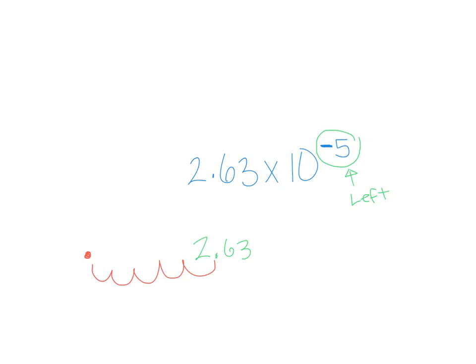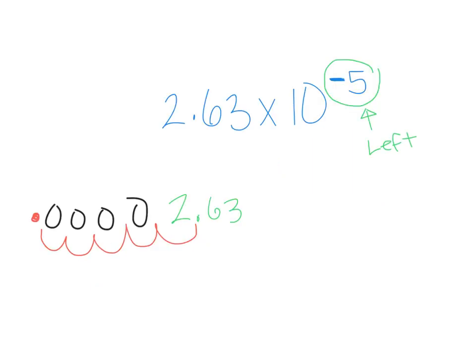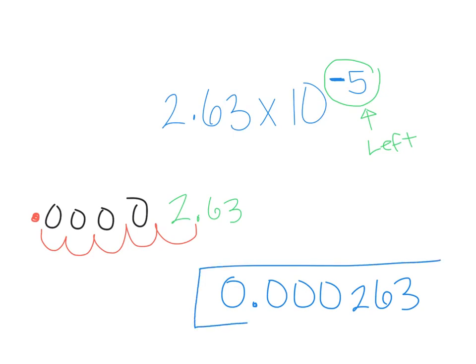And what do I do with all of these blank spaces? Well, I put zeros in the blank spaces. So now I know I have an answer of 0.000263. So 2.63 times 10 to the power of negative 5 is equivalent to 0.000263.